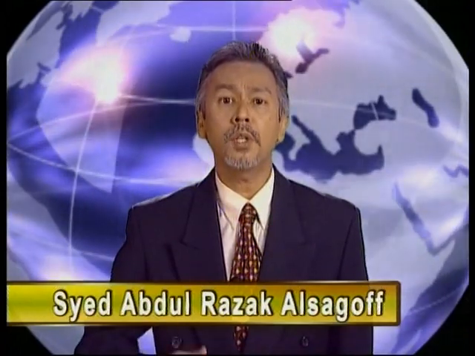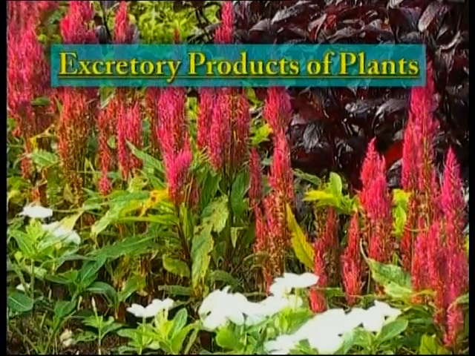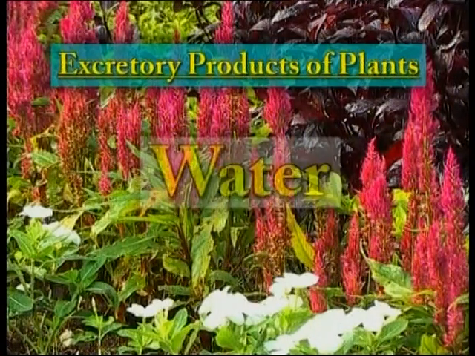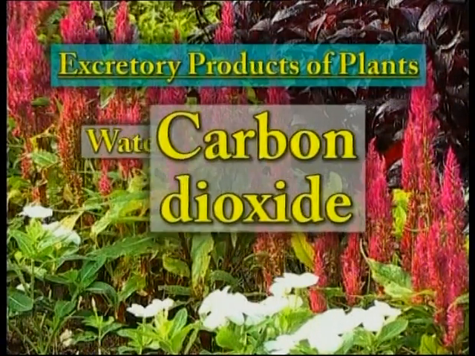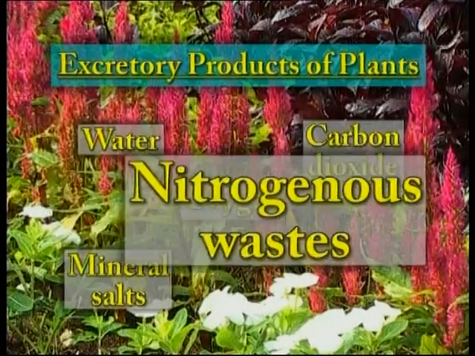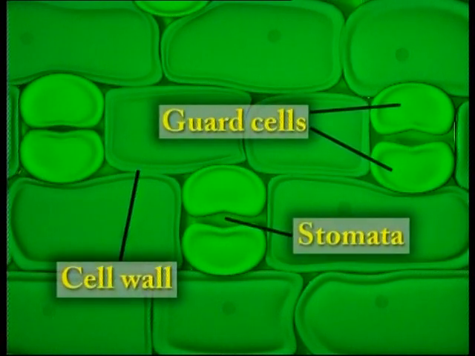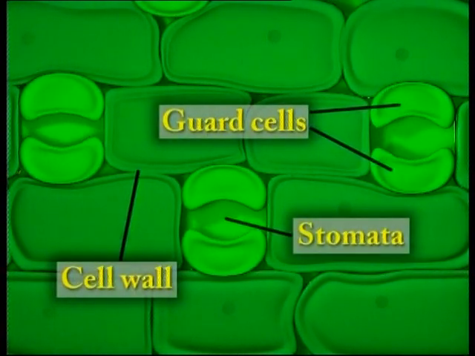Besides excretion in humans, plants also need to excrete their waste products, but they do not have specialized excretory organs. The waste products of plants mainly consist of water, carbon dioxide, oxygen, mineral salts, and nitrogenous wastes. These waste products are excreted mainly through the stomata and through the cell walls by simple diffusion.